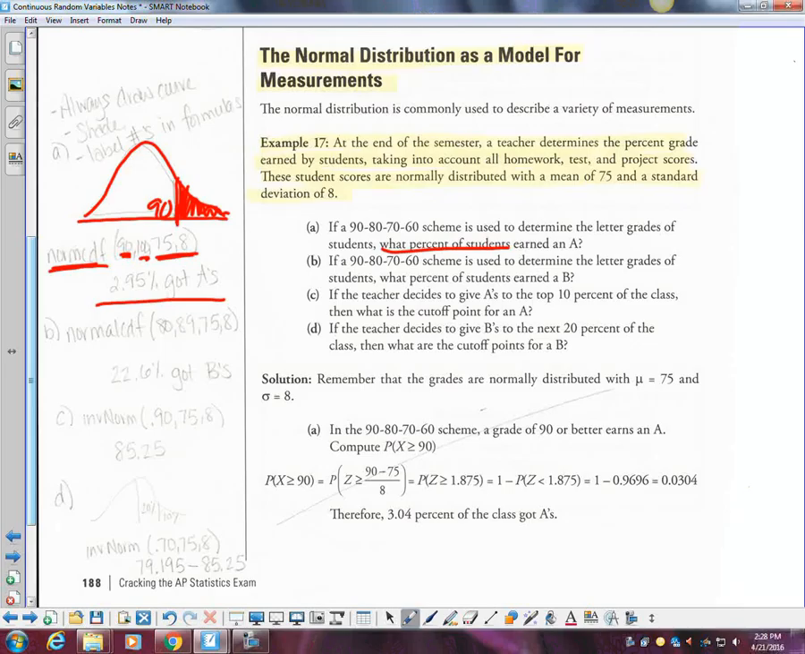Okay. If the same scheme is used to determine the letter grades of students, what percent of students earned a B? Okay. What block are we talking about for a B? From what to what? From an 80 to an 89. So I'm going normal CDF from an 80 to an 89 with my mean and my standard deviation. 22.6% got B's. Is it logical that that percent is bigger? Why? So?